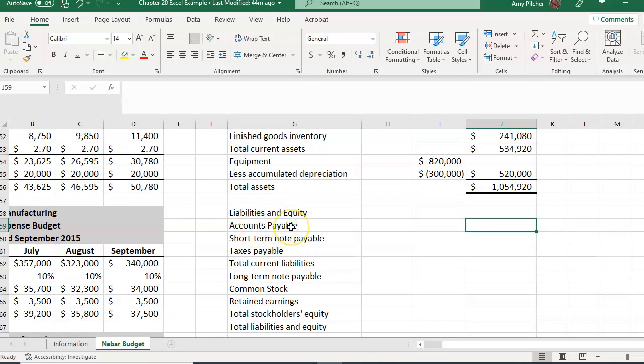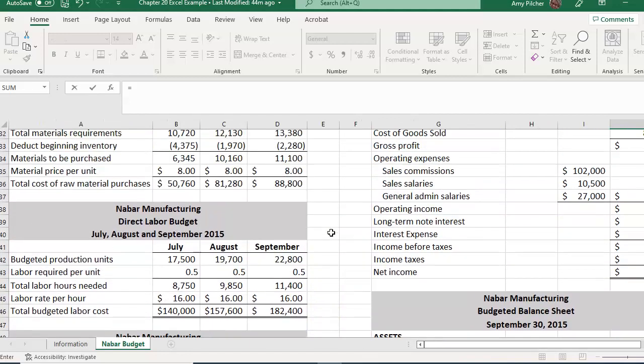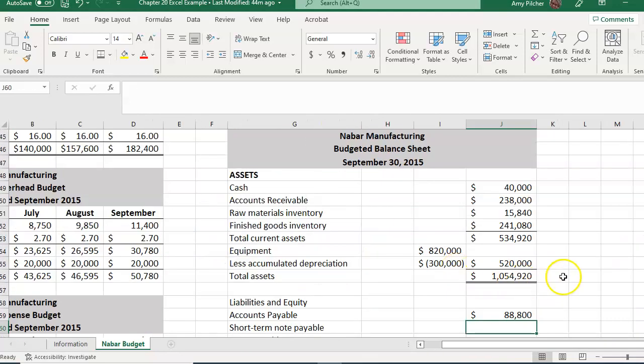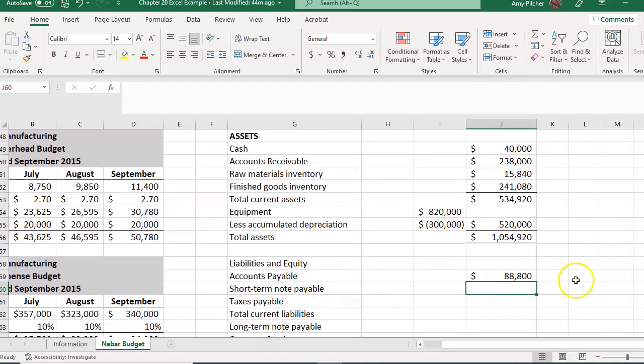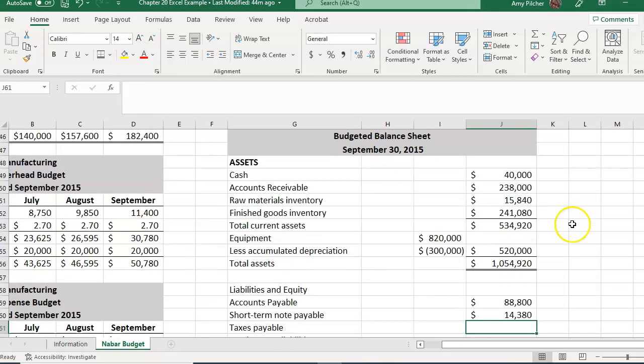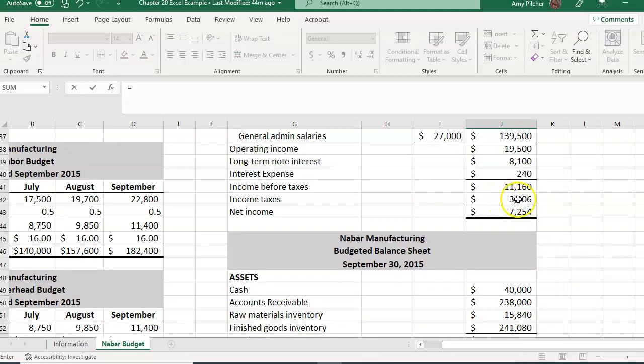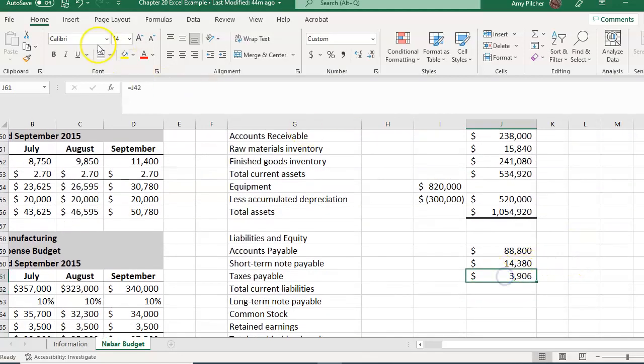Okay, so now my liabilities and equity. For accounts payable, if you remember, we bought raw materials on credit and then pay them in the month after. So in my accounts payable is the amount of raw material purchases from my budget, the September amount. My short-term note payable is what I took out in September for a short-term note, 14,380. Taxes payable is from my income statement. So I owe $3,906 in taxes. If I add those together, that's my current liabilities.